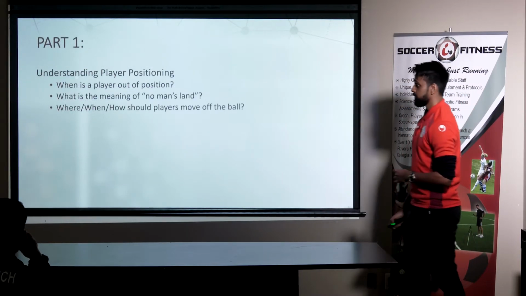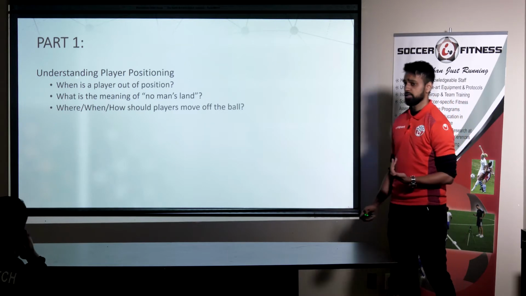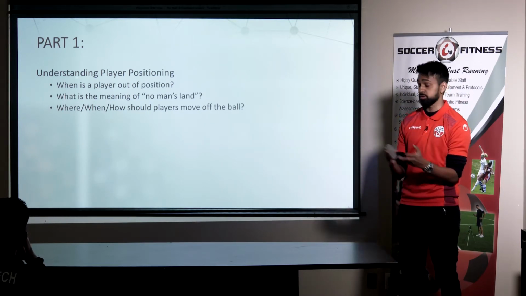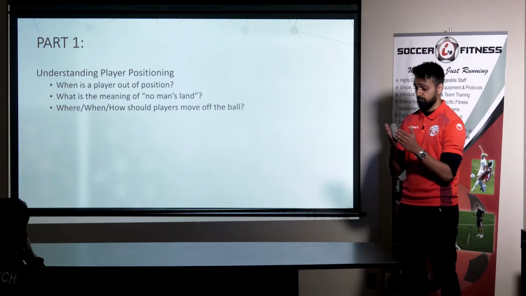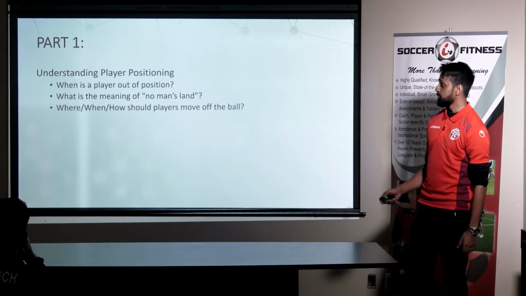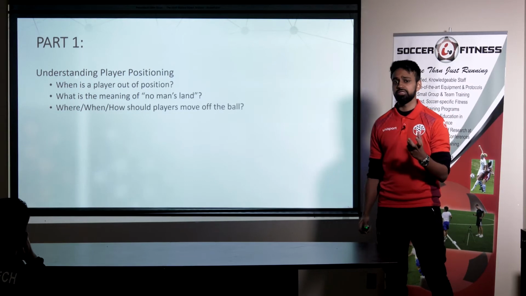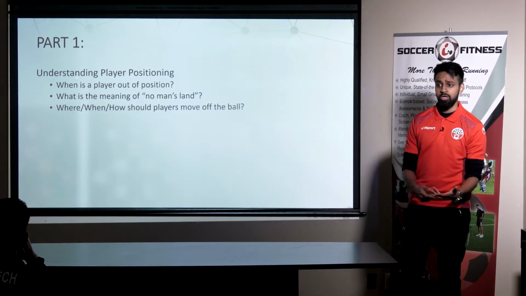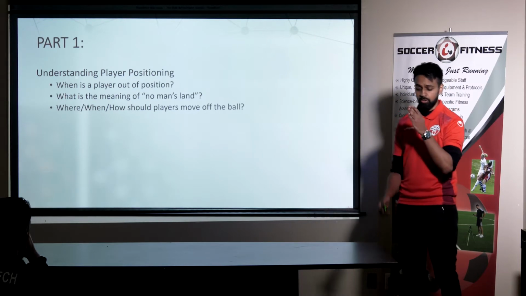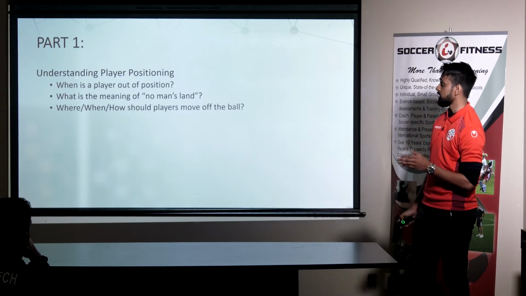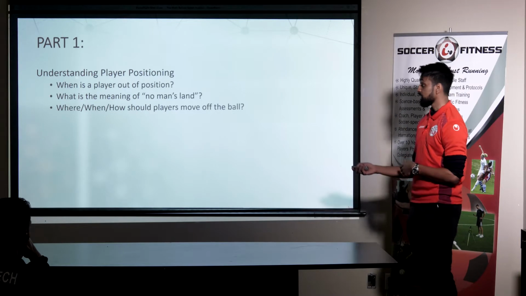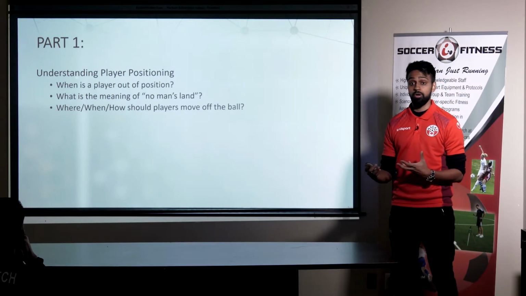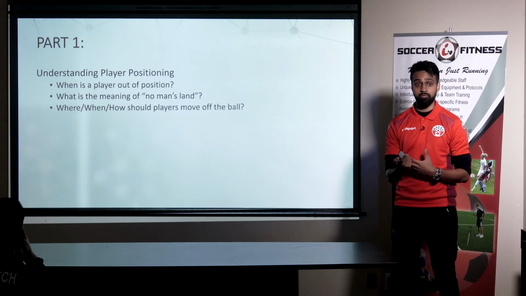So, understanding player positioning. These are the main questions we're trying to answer. How can you objectively say whether you are out of position or in position? How do you define that? Often we hear terms like defenders being in no man's land or defenders being caught out. What does that look like? How do we define it so we have a clear idea of what that means? And for attacking players, when, where, and how should they be moving off the ball to provide good support for the other players on the ball?